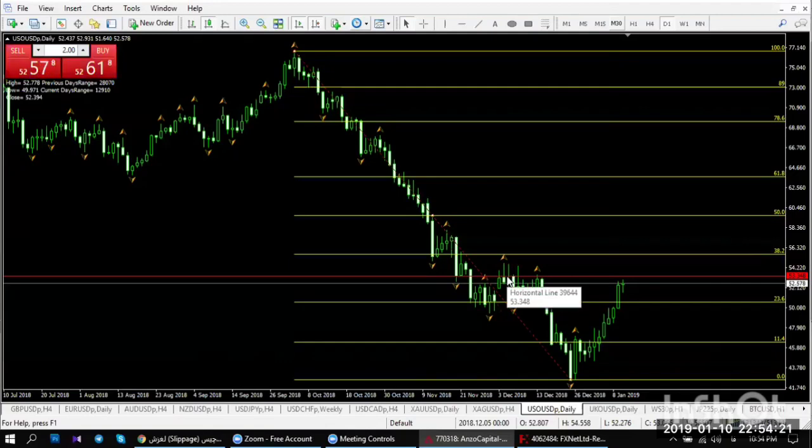Yes, you should put your buy stop right there. Is that correct? Yes, a little bit higher than that red line. You can buy there. Higher than the red line, right? Yes, that's correct.